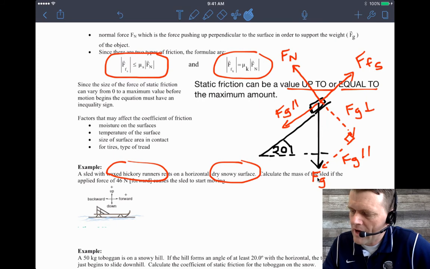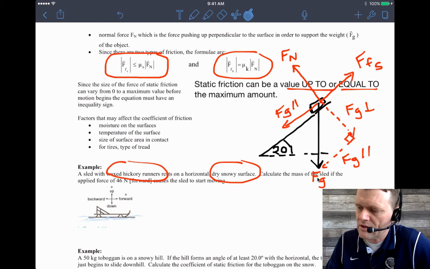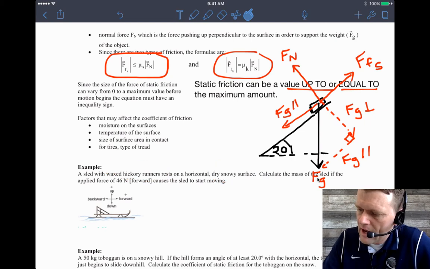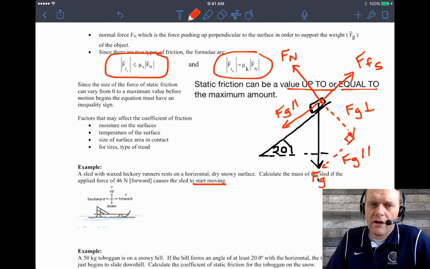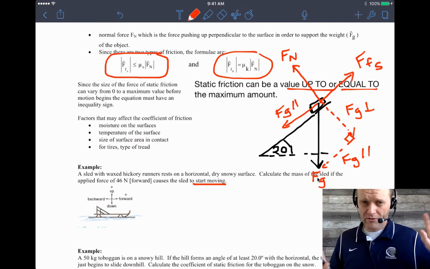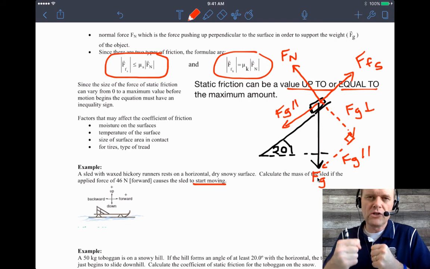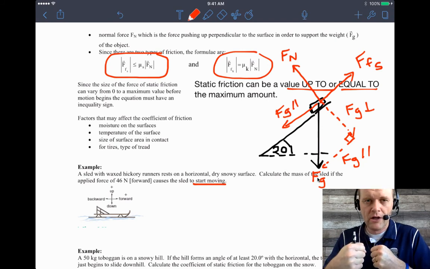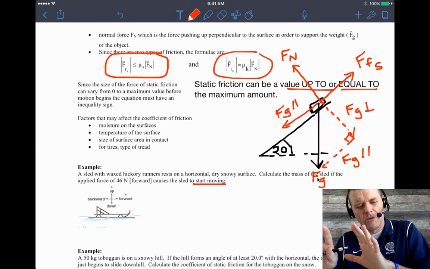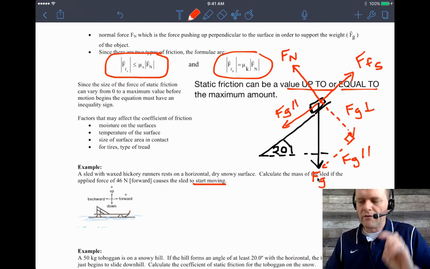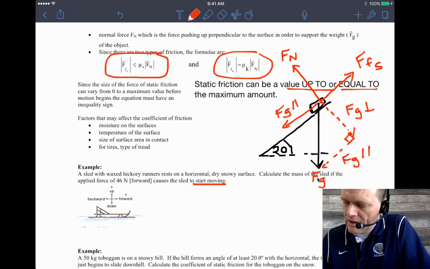It says calculate the mass of the sled if the applied force of 46 newtons forward causes the sled to start moving. Okay, so if it says that the sled starts moving, some students get tricked by that a little bit because they're like, oh, it's moving, so it must be kinetic friction, so I have to use kinetic friction. If it just starts moving, what it means is you just reached the maximum static friction. Because up to that point it wasn't moving, and then it just started moving.